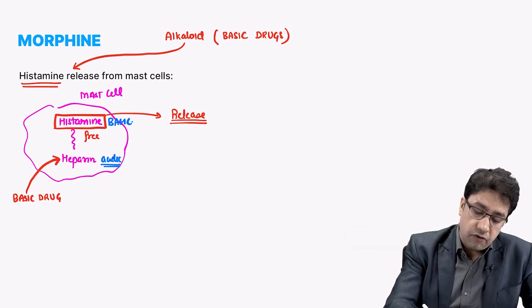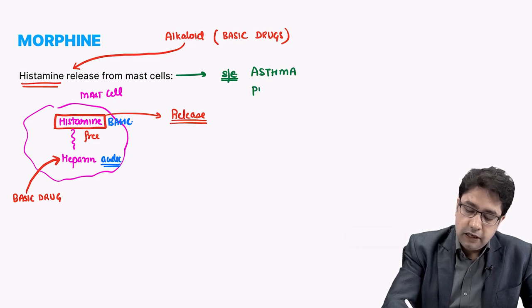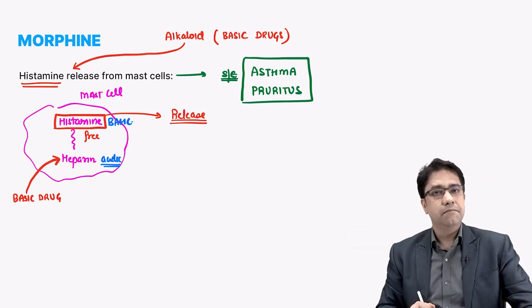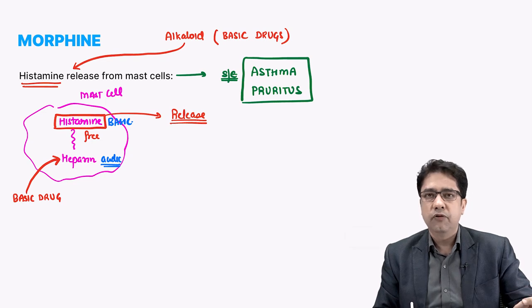Now, because morphine causes histamine release from the mast cell, morphine produces a side effect of allergic reactions like asthma. It can also lead to intense pruritus because of histamine release from the mast cell. So avoid morphine in a patient of asthma and pruritus.